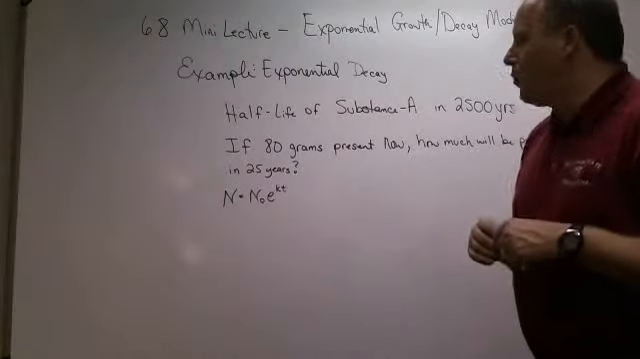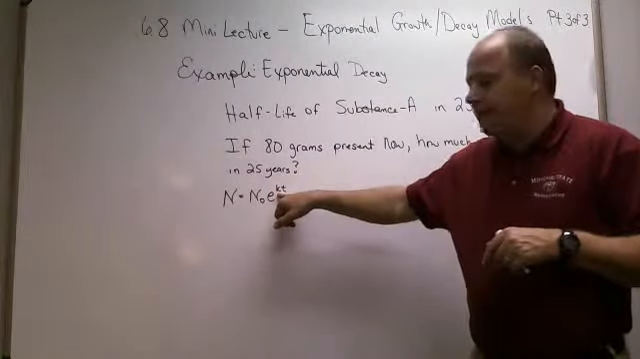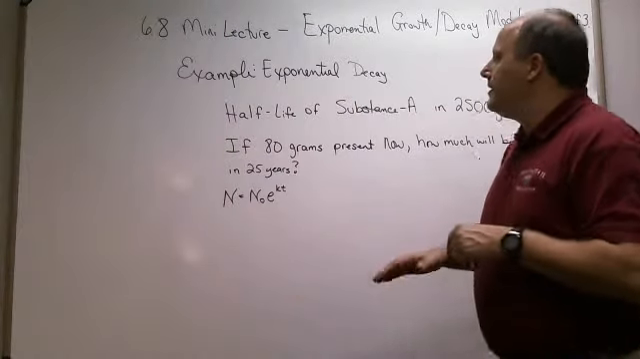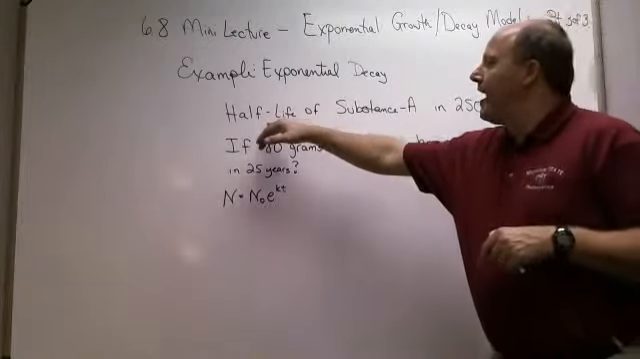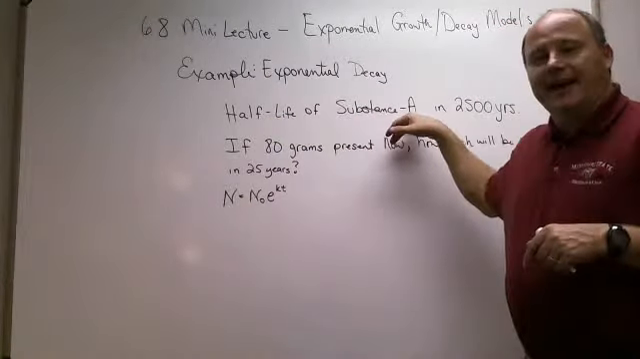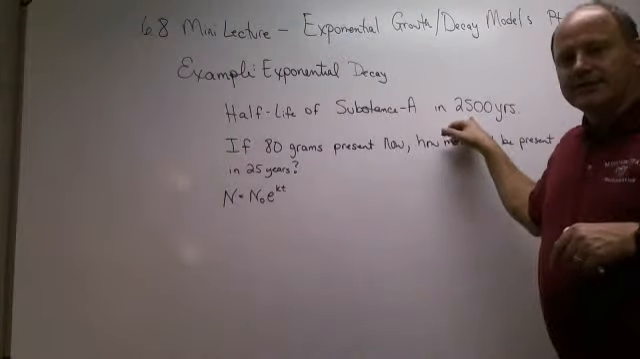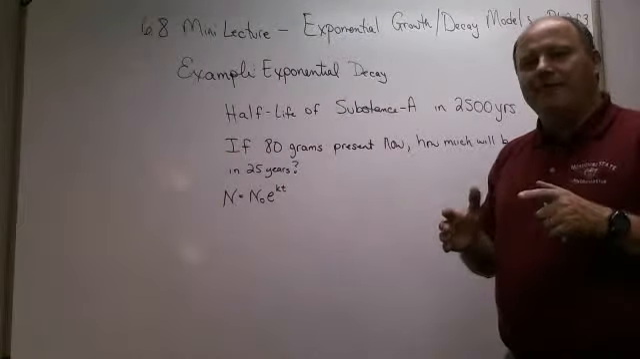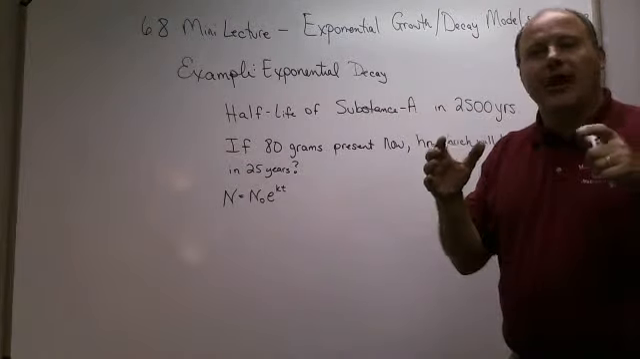And remember from part 1 that k will be negative in these types of problems. The substance I'm referring to is a make-believe substance I made up. The half-life of this substance, I call it substance A, is 2,500 years. Now let's understand what that really means. It takes 2,500 years for whatever amount of the substance you have right now to halve itself.